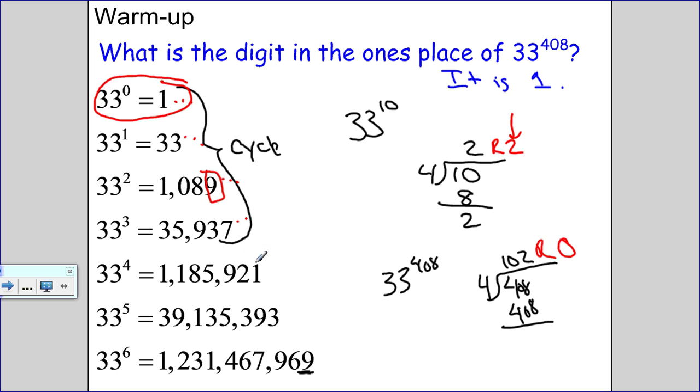All right, so basically what you do is you just divide the exponent by 4, see what the remainder is, and then use the remainder as a guide to find what the digit in the ones place is going to be. Why do we divide by 4? Because the pattern repeats for every 4 integers of the exponent.